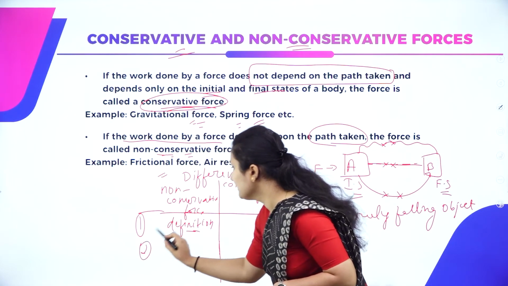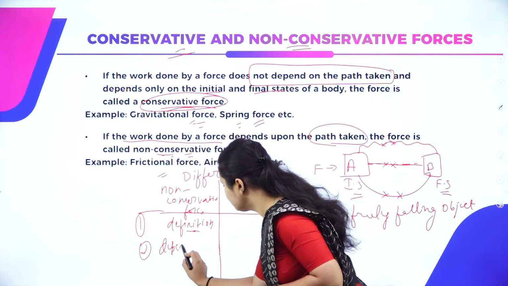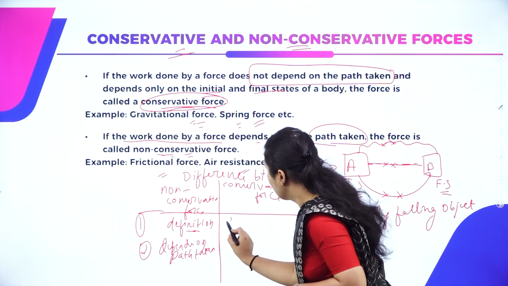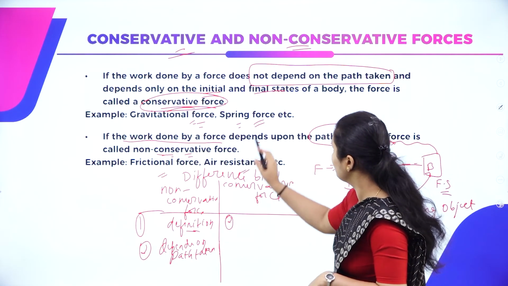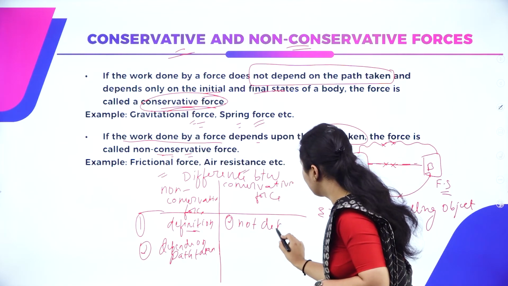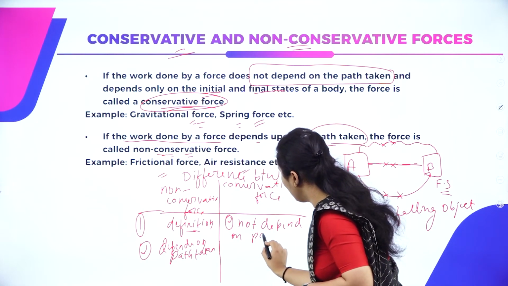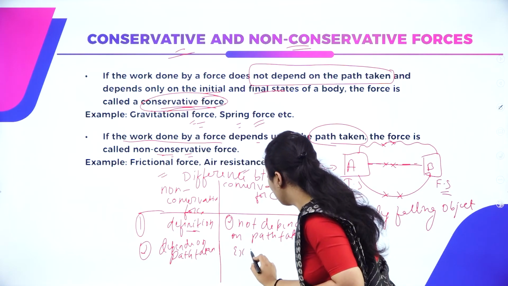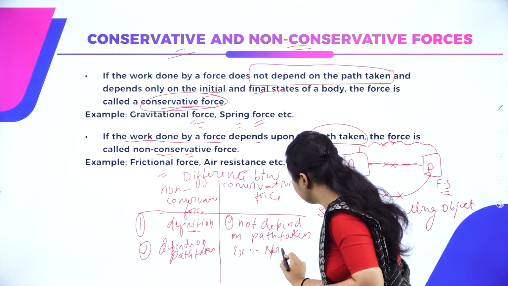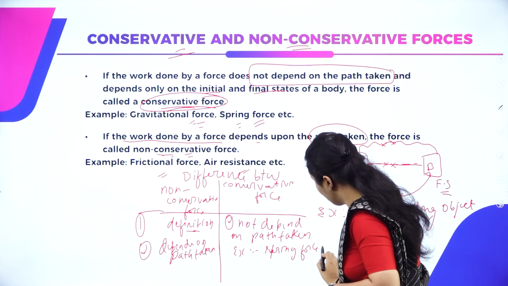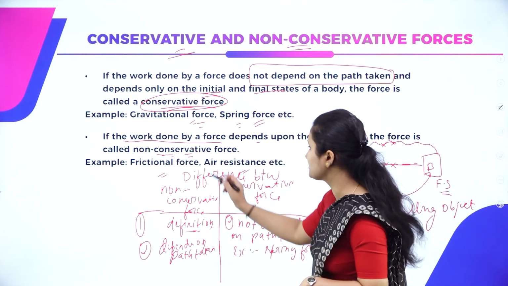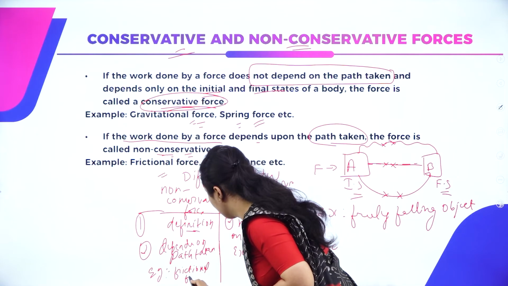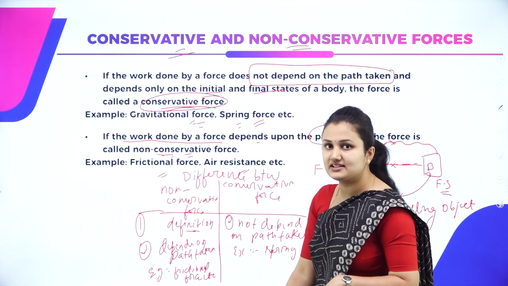The second point is that the non-conservative force depends on the path taken, whereas the conservative force does not depend on the path taken. What is the example for a conservative force? It can be spring force, gravitational force, etc. What is the example for a non-conservative force? It can be frictional force, viscous force, or air resistance, etc.